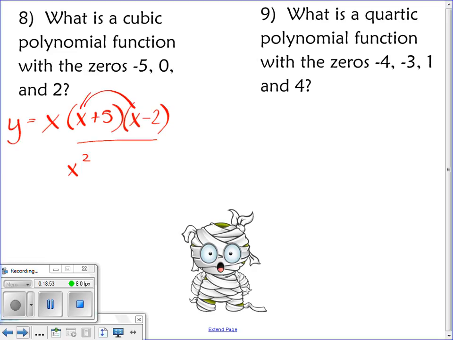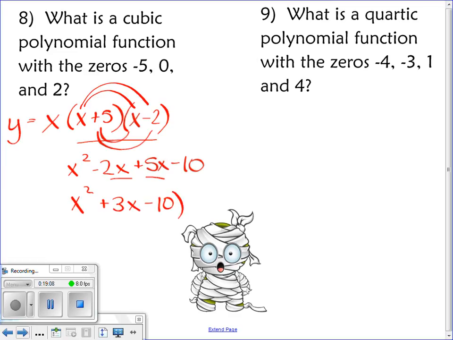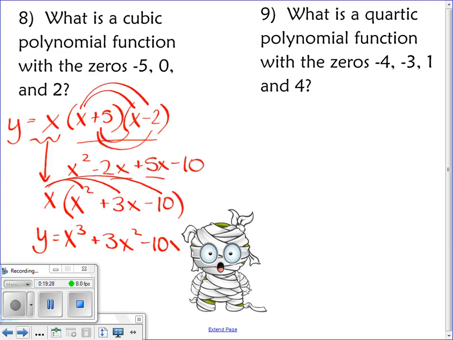X squared minus 2x plus 5x minus 10. Like terms, x squared plus 3x minus 10. Right? I just multiplied 2 of them. This one I haven't used yet. I'm going to bring it down, and now I'm going to multiply through by that one. Right? So y equals x cubed plus 3x squared minus 10x. And it told you it was cubic. Did you end up with x cubed? Yeah, we did.